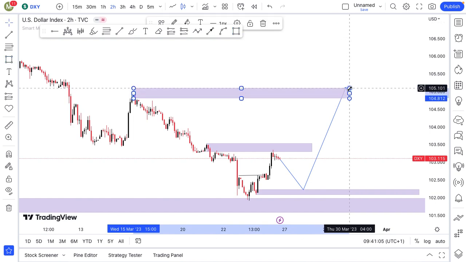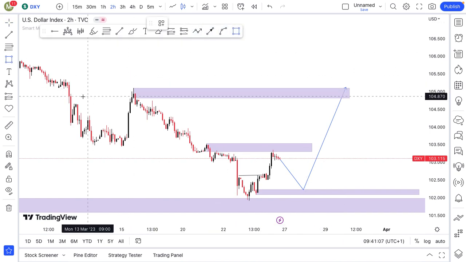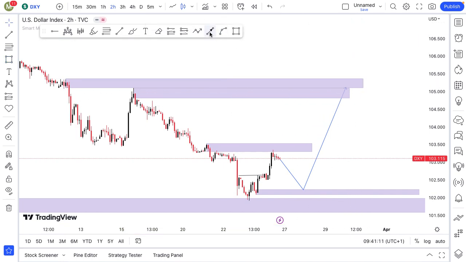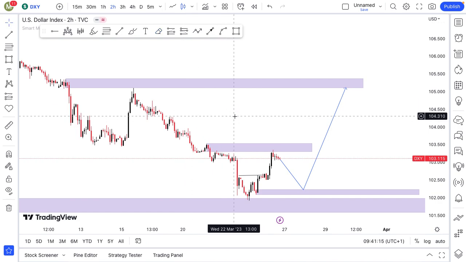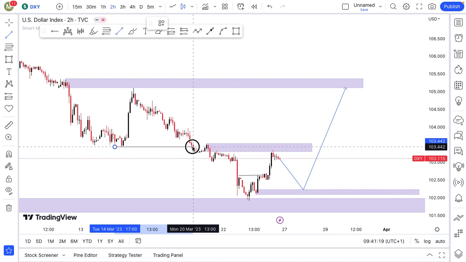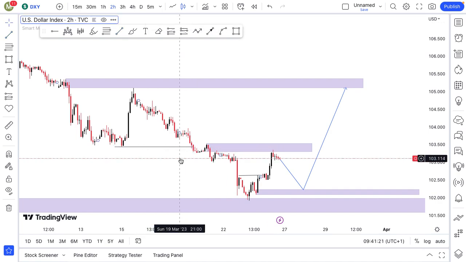Because we all know what unmitigated zones act like in the market. Unmitigated zones in the market act like magnets. So price always targets the next unmitigated zone whenever it has finished doing what it wants to do. So that's my view on DXY, the dollar index. I see what I'm seeing.